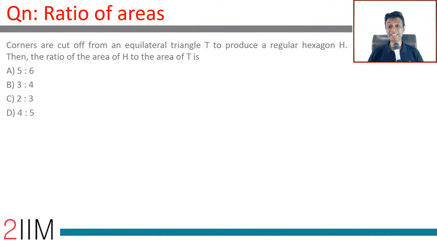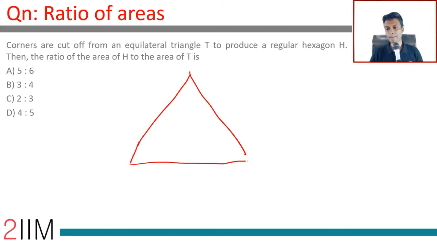Corners are cut off from an equilateral triangle T to produce a regular hexagon H. That means you're cutting off this corner, this corner, this corner. This is 120 degrees, should be 60, 60. This will also be an equilateral triangle. This will be an equilateral triangle. This will be an equilateral triangle.